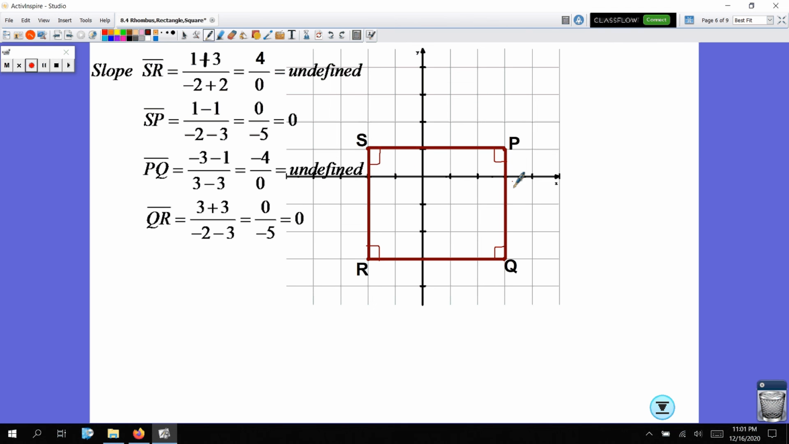Since we have vertical and horizontal lines, we can count the units. Remember, we did that before. So SP is 1, 2, 3, 4, 5. PQ is 1, 2, 3, 4. They are not congruent. So it is not a rhombus and it is not a square. So I would say that PQRS is a rectangle.